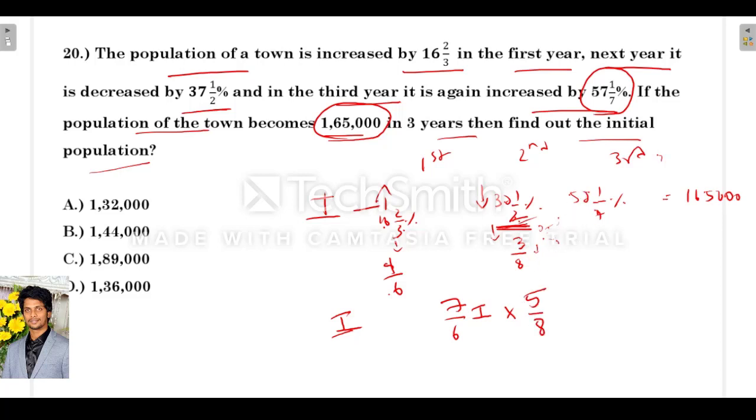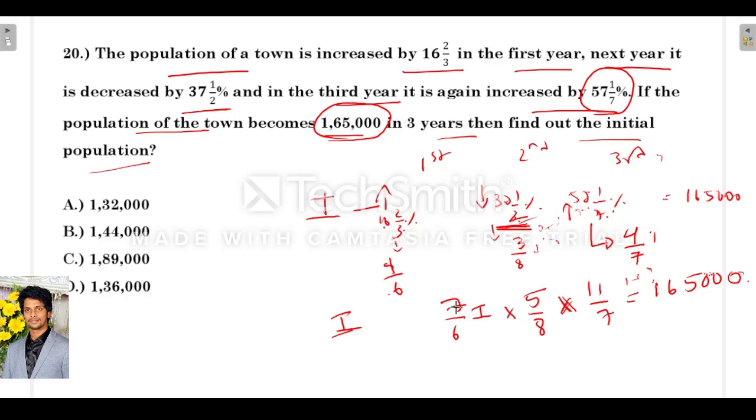So this is at the end of the second year, and in the third year it is again increased by 57 1 by 7%. So 57 1 by 7 we have to convert into a fraction. 7 7s are 49, 7 5s are 35, 399 plus 1. So 400 by 7 means the fraction which gets increased is 4 by 7. So 1 plus 4 by 7 means after the third year, because it is increased by this percent, it will be multiplied by 11 by 7. So after 3 years, this population is equal to 165,000.